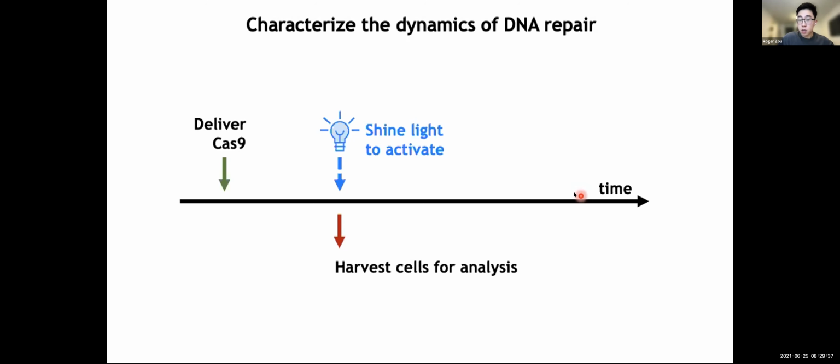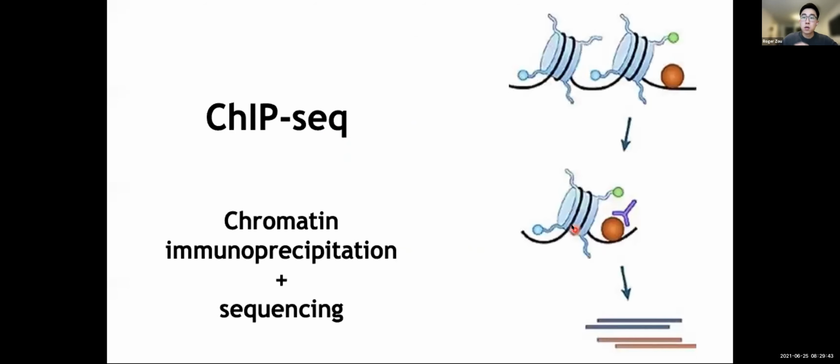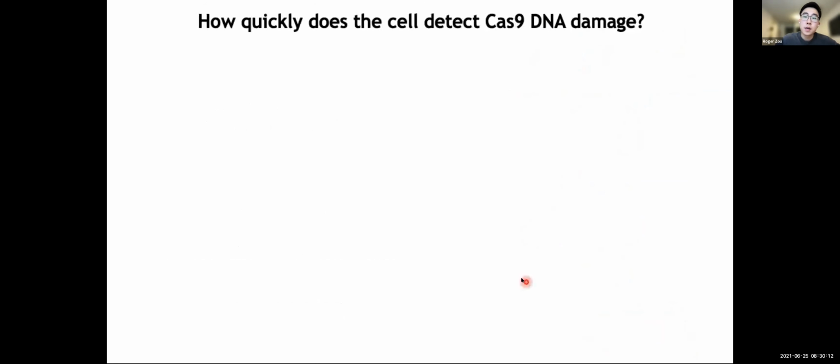And then we can harvest these cells for subsequent analysis as a function of time after activation. The readout we first use is something called ChIP-seq. And in ChIP-seq, we're interested in where our protein of interest binds genome-wide. To determine this, we use antibodies to first pull down our protein of interest, and then sequence the DNA that's attached to the protein. And finally, computationally determine where these DNA sequences actually map to the genome. So first, chromatin immunoprecipitation followed by sequencing. And by combining ChIP-seq with our very fast CRISPR system, we can first study how the cell responds to Cas9-mediated DNA damage.